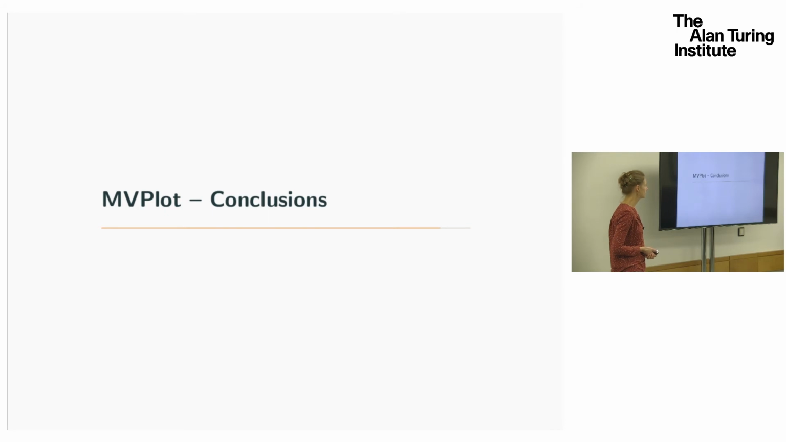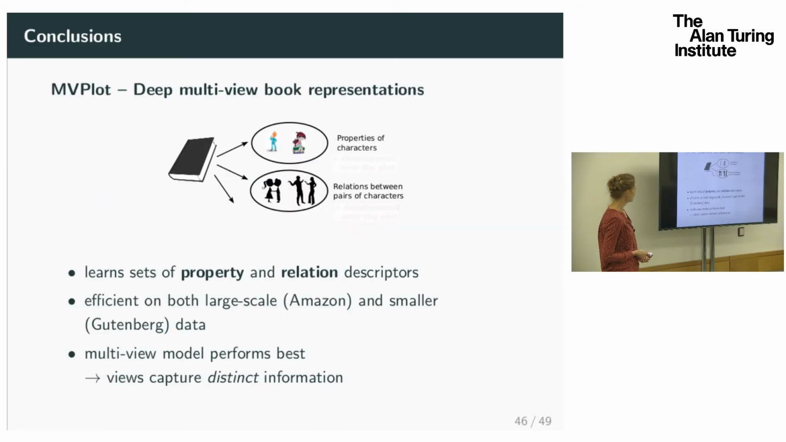OK, to conclude this part, I presented MVPlot, a deep model for inducing multi-view book representations. In this work, we learned about properties of individual characters and relations between character pairs. I showed that our model works on a large data set derived from the Amazon corpus, but we also evaluated on a smaller corpus from Project Gutenberg books and got good results for that as well.